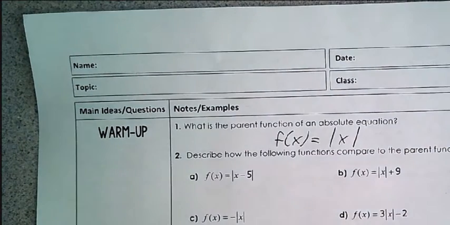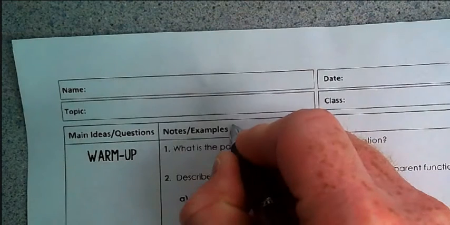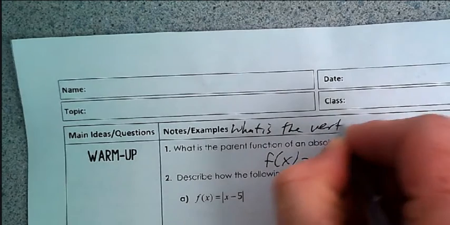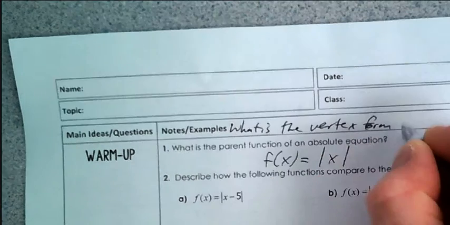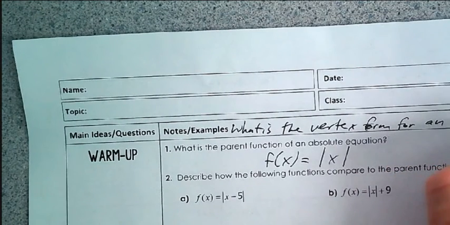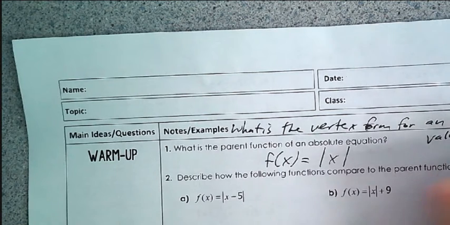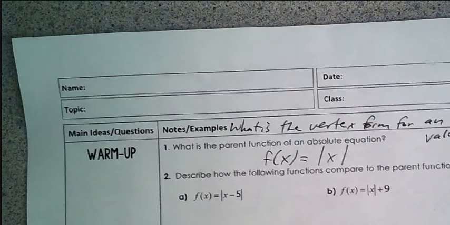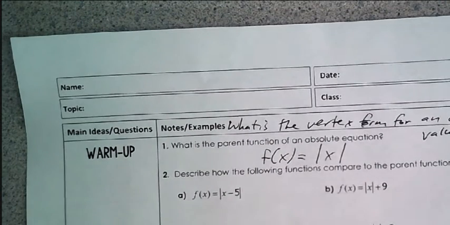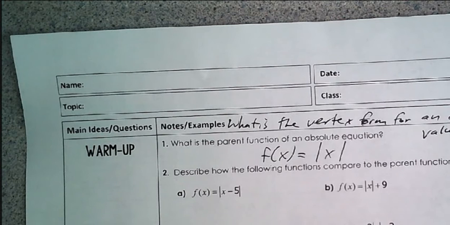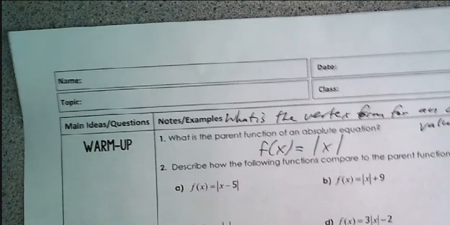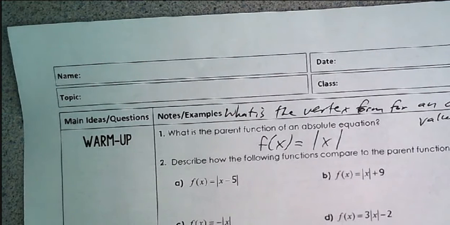Now, I do want to write a question up here, and the question is, what is the vertex form for an absolute value function? It's the same packet. It is before the homework page. So what is the vertex form of an absolute value function? Now, before we get to the vertex form, we're going to do these little warm-up exercises that we've already done. We've done these. We know how to do these. Just real quick, describe how the following functions compare to the parent function.